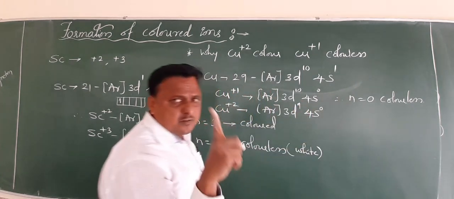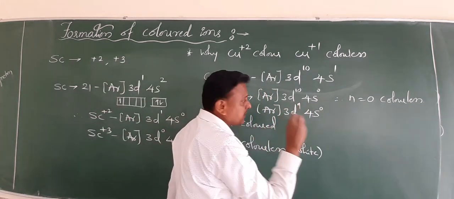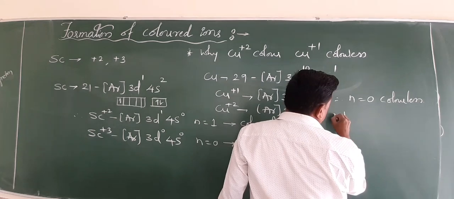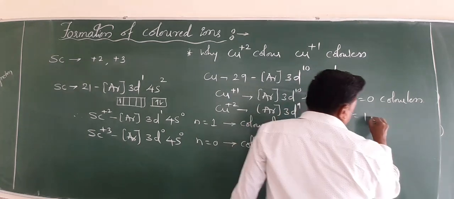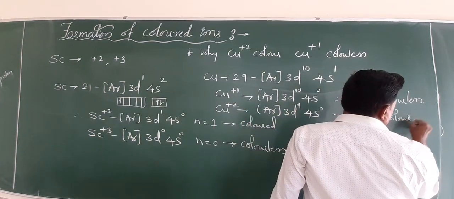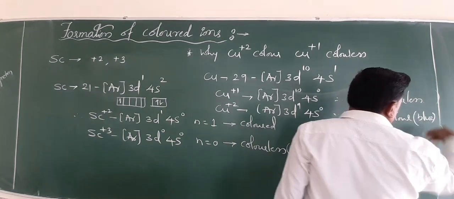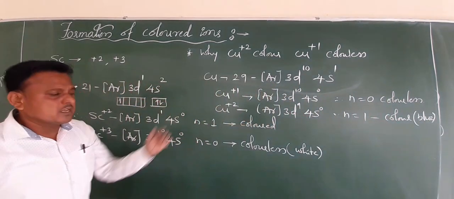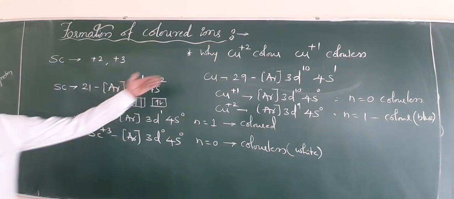If you consider copper +2, from argon 3d10 4s1 removing 2 electrons, the 10 becomes 9. 9 stands for 1 unpaired electron. Therefore n equal to 1. So it is colored, especially a blue color. This is also an answer. Scandium, you consider in copper.